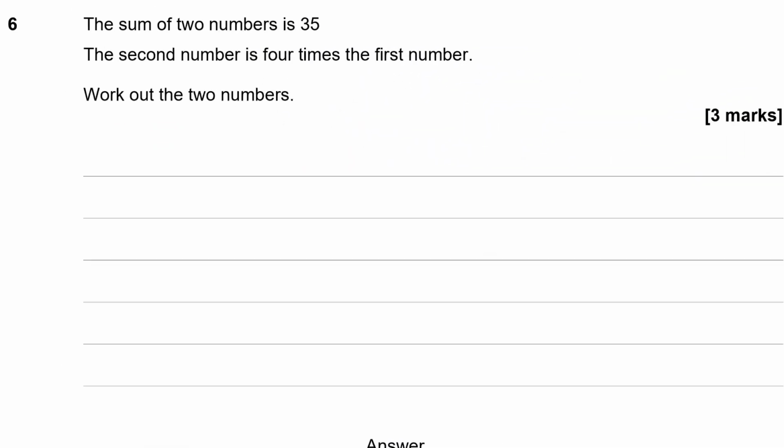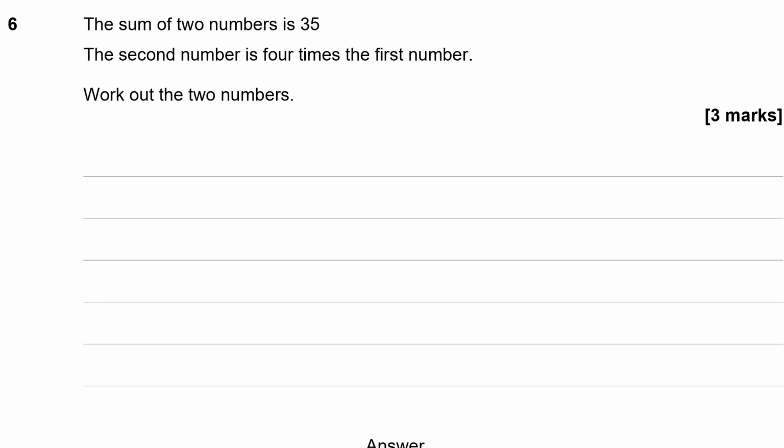Question 6. The sum of two numbers is 35. The second number is 4 times the first number. Work out the two numbers. Now, if you were sitting in a higher tier paper, I might encourage you to take an algebraic approach here. But most people doing foundation are doing it because they find algebra tricky. So let's try answering this question instead using ratios.